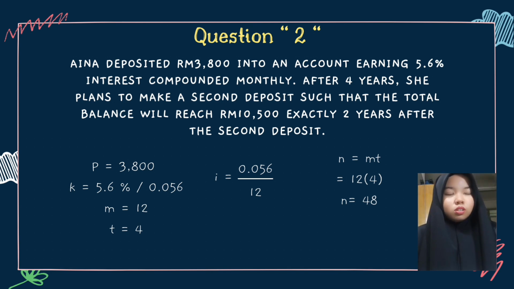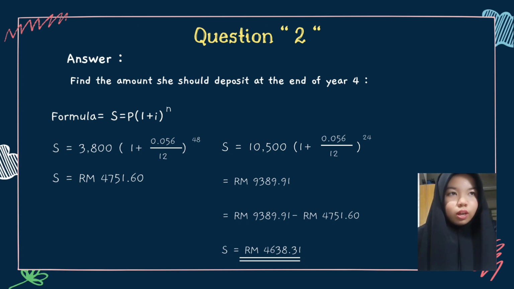Aina deposits RM 3,800 into an account earning 5.6% interest compounded monthly. After 4 years, she plans to make a second deposit such that the total balance will reach 10,500 exactly 2 years after the second deposit. So P is equal to 3,800, K equals 5.6% or 0.056, M equals 12, T equals 4, I equals 0.056 divided by 12, N equals M multiplied by T equals 12 multiplied by 4. We need to find the amount she should deposit at the end of year 4. We are using the standard formula S equals P times (1 plus I) to the power of N.